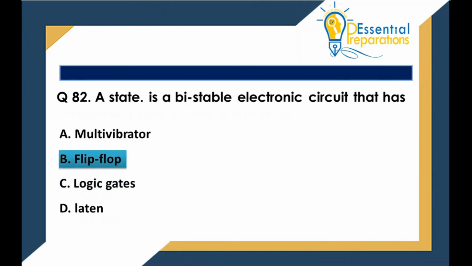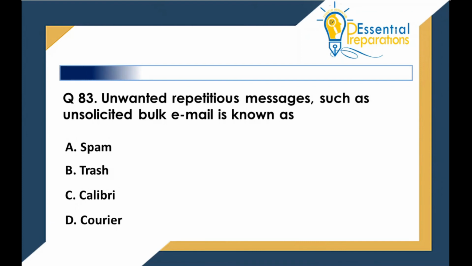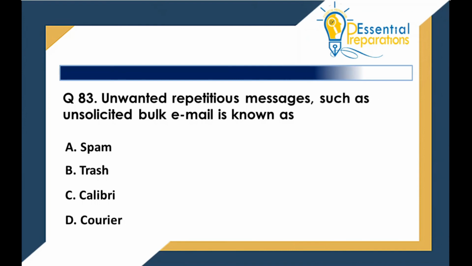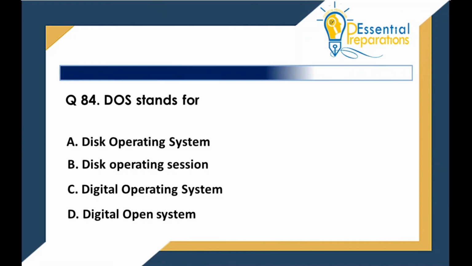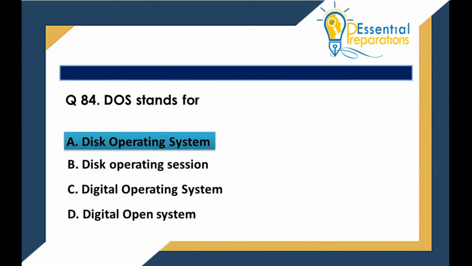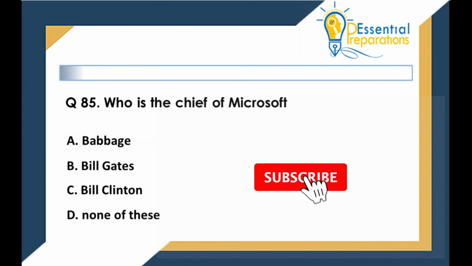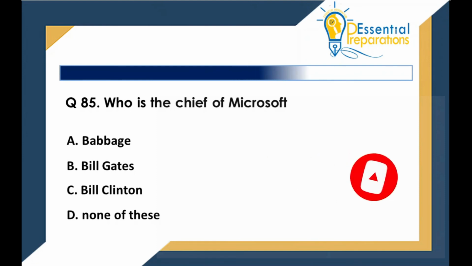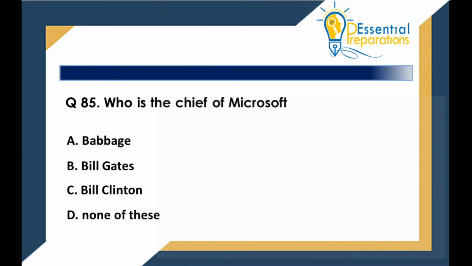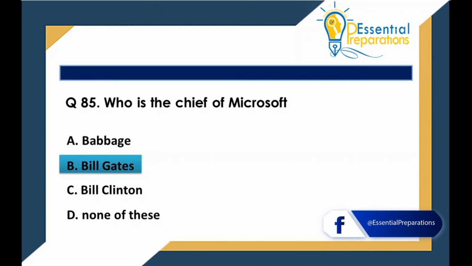B. Flip-flop. Unwanted repetitious messages, such as unsolicited bulk email, is known as A. Spam. DOS stands for A. Disk Operating System. Who is the chief of Microsoft? B. Bill Gates.